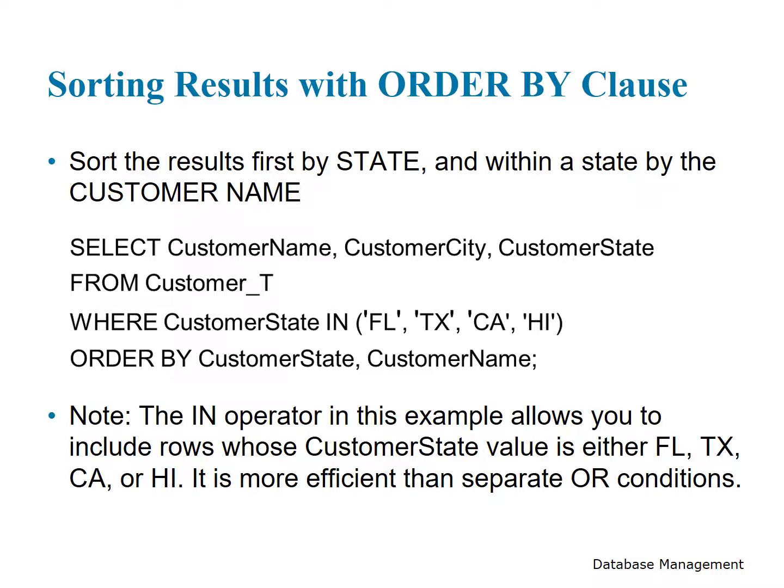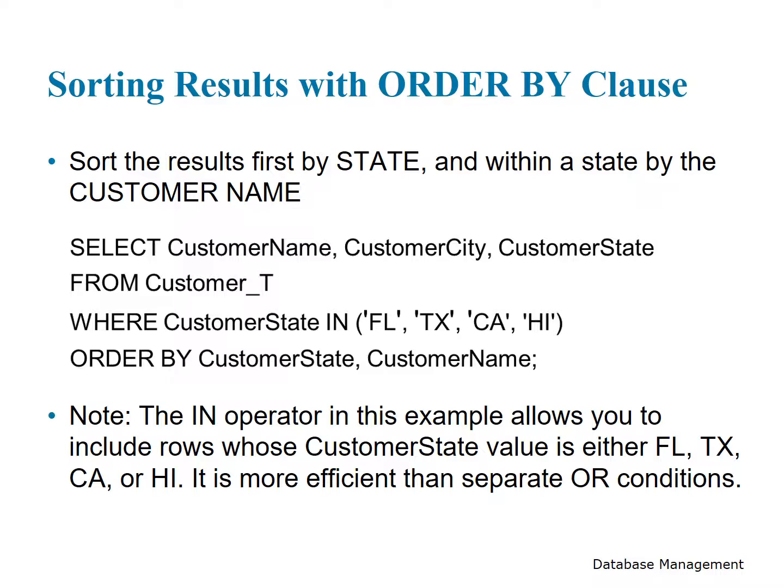Sorting results with the ORDER BY clause. Sort the result first by state and, within a state, by the customer name. Select customer name, customer city, customer state from customer table, where customer state in Florida, Texas, California, Hawaii, order by customer state, customer name. The IN operator in this example allows you to include those whose customer state value is either Florida, Texas, California, or Hawaii. It is more efficient than separate OR conditions.